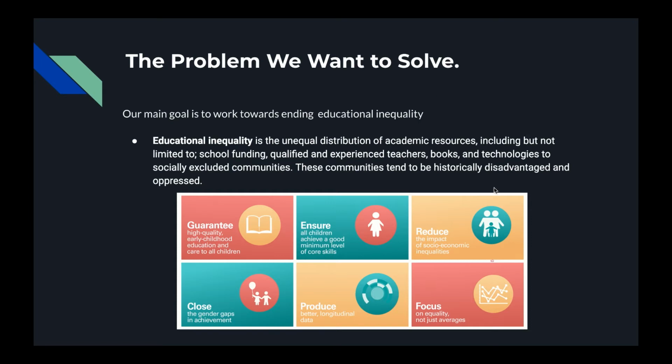And I grabbed this little photo online that really helped reinstate what we want to focus on. Guarantee high quality early childhood education and care to all children. Ensure all children achieve a good minimum level of core skills. Reduce the impact of socio-economic inequalities. Close the gender gaps. Produce better data. And focus on equality, not just averages.